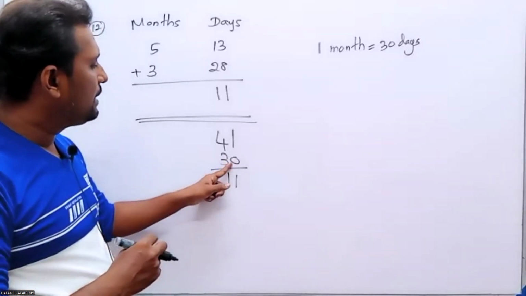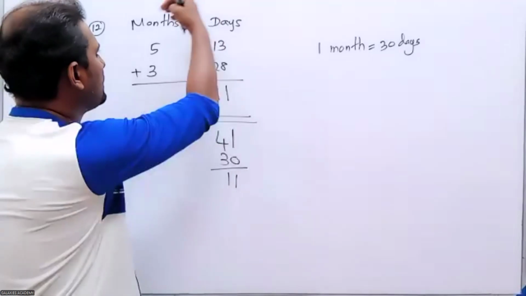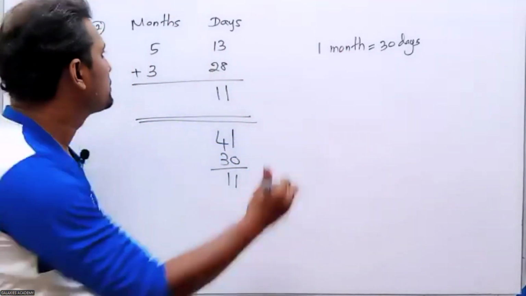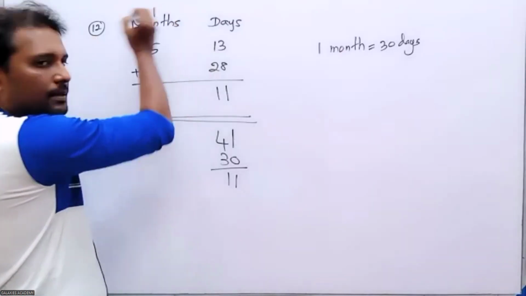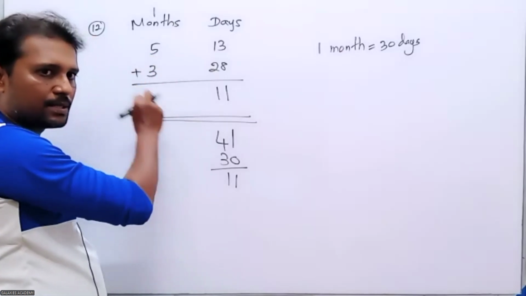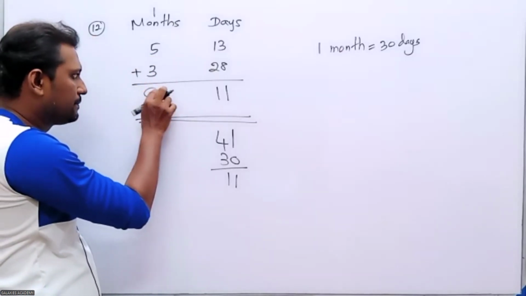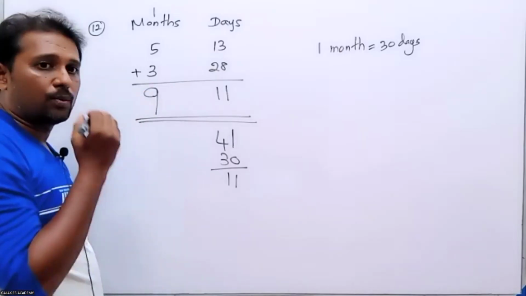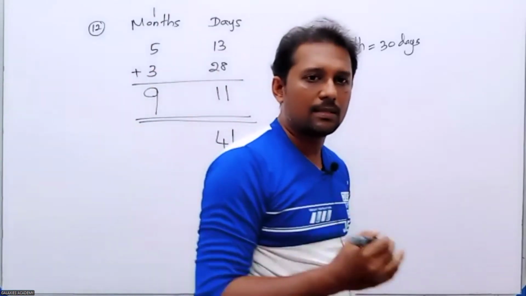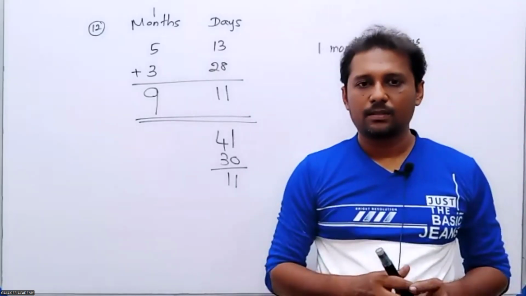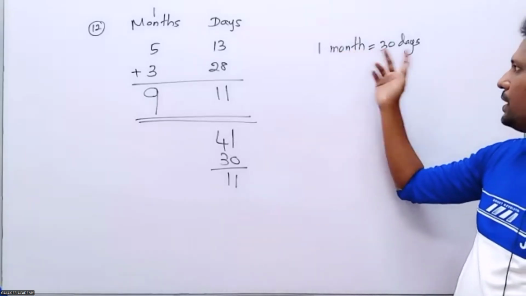This 30 we have to convert into a month. 30 days means how many months? 1 month. So you can take 1 here. 1 plus 5, 6. 6 plus 3, 9. So what is the 12th question's answer? 9 months and 11 days. This is the relationship between months and days.